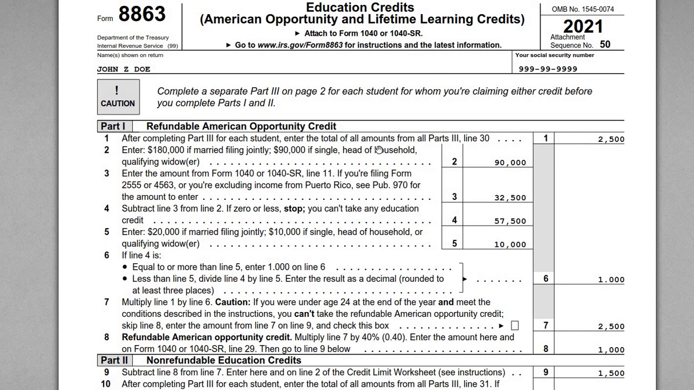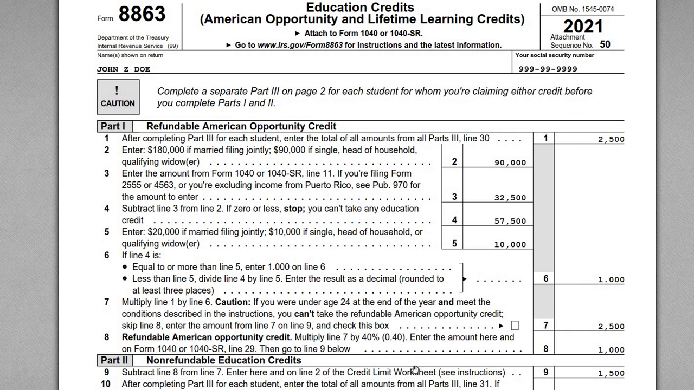In this example I'm going to cover the AOTC rather than the Lifetime Learning, because the American Opportunity credit is generally more favorable. It provides greater amounts, and you can claim it on a per student basis rather than just one per taxpayer. Okay, so I've got the form in front of us here.